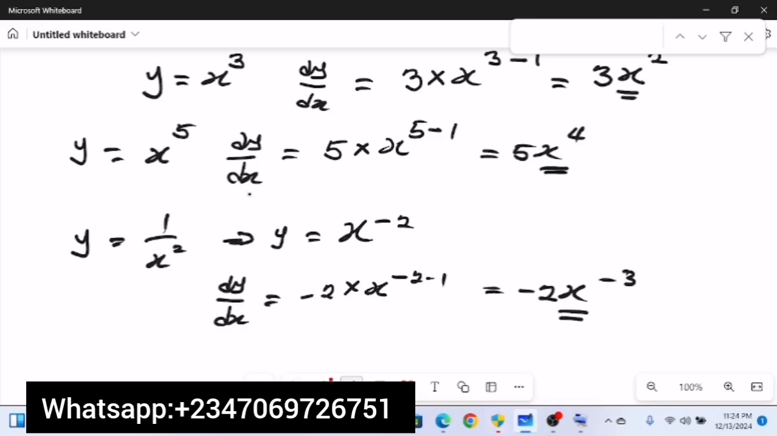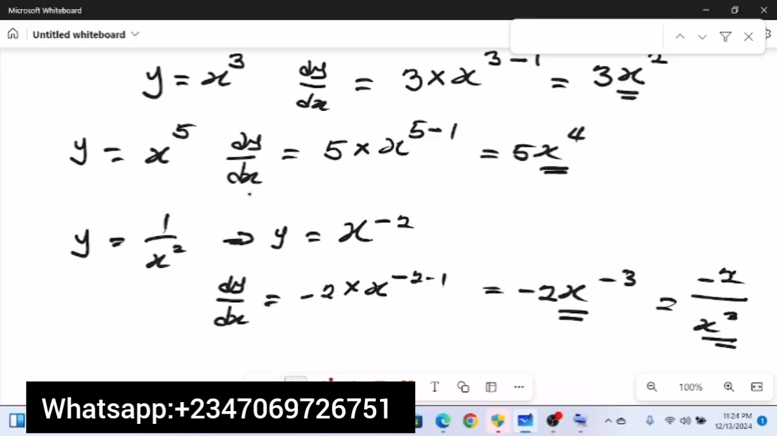You can as well write this as minus 2 all over x to the power of 3. So when y is equal to 1 all over x squared, dy/dx is simply going to be minus 2 all over x to the power of 3.